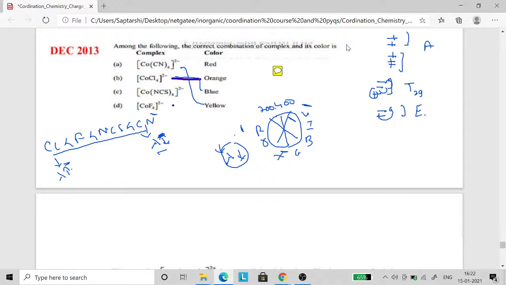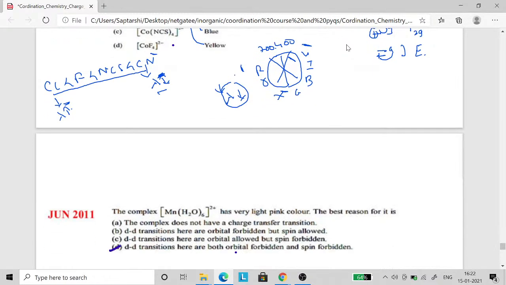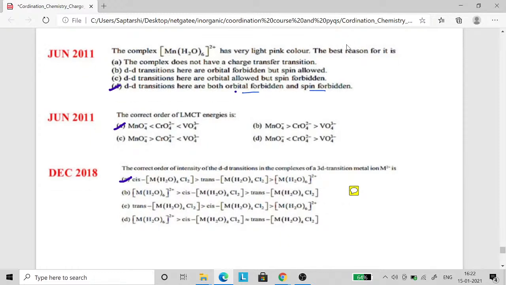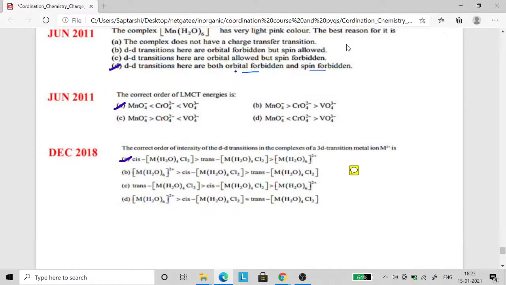They will give you MCQ options, so using this concept you have to solve. Okay. Next question: Mn(OH2)6 2+ has a very light pink color. The best reason for it is... we discussed this before. The transition is Laporte forbidden and spin forbidden. Correct order of LMCT energies, we also discussed this before.